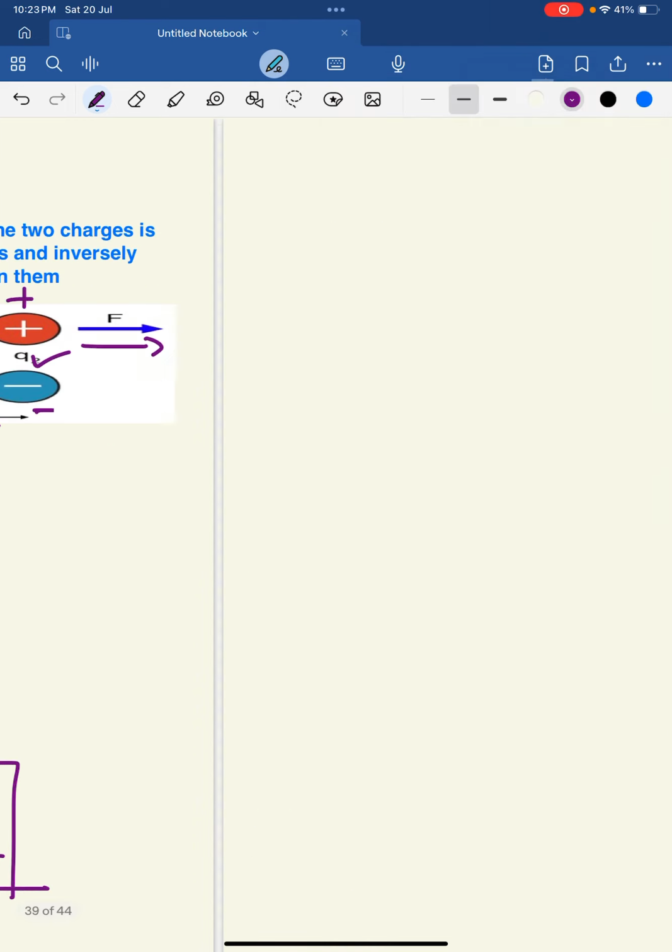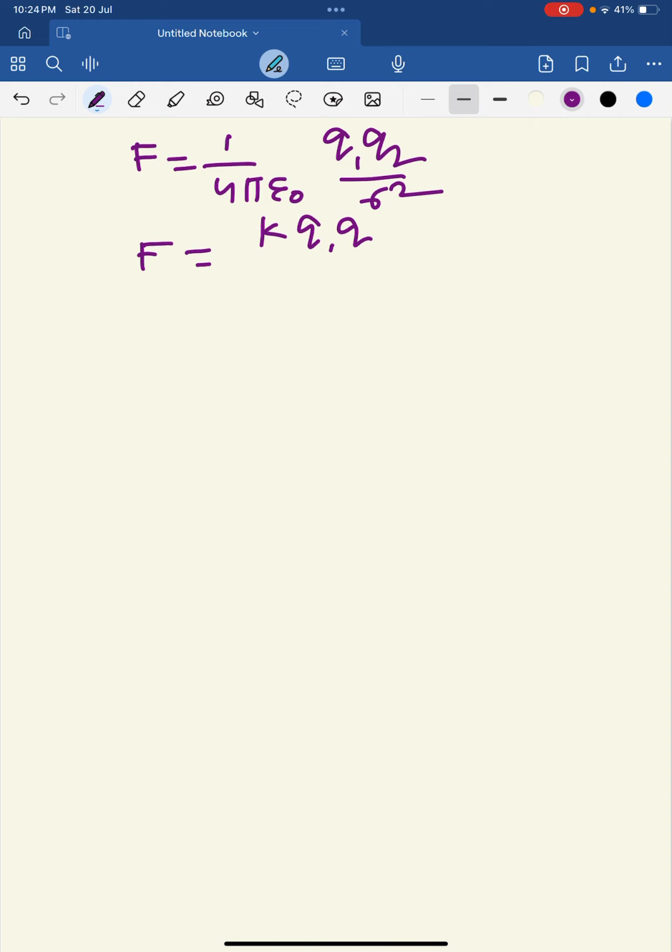Just a second, I will go to the next slide. Yes, so finally I got F is equal to 1 by 4 pi epsilon naught Q1 Q2 by R square. Correct or not? We can also write this as K into Q1 Q2 by R square, right? Now bring this K to the left side. K is equal to F R square by Q1 Q2.